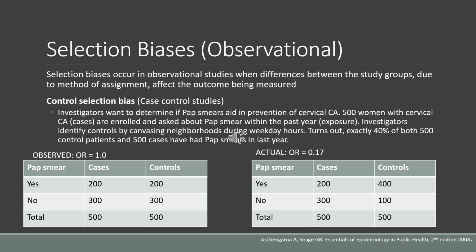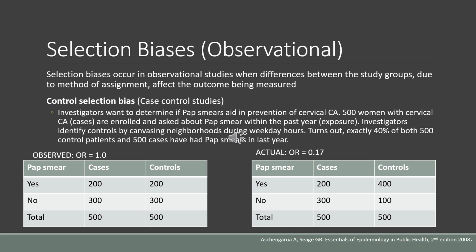If we go over to the right-hand side of the screen, this is what you would actually see if your control group was selected in a less biased fashion. If you had a representative control group, you would see that many more of these patients get pap smears. If you rerun the numbers, the actual odds ratio is 0.17, indicating that pap smears are preventative for cervical cancer. So we see in this case that bias has a magnitude.